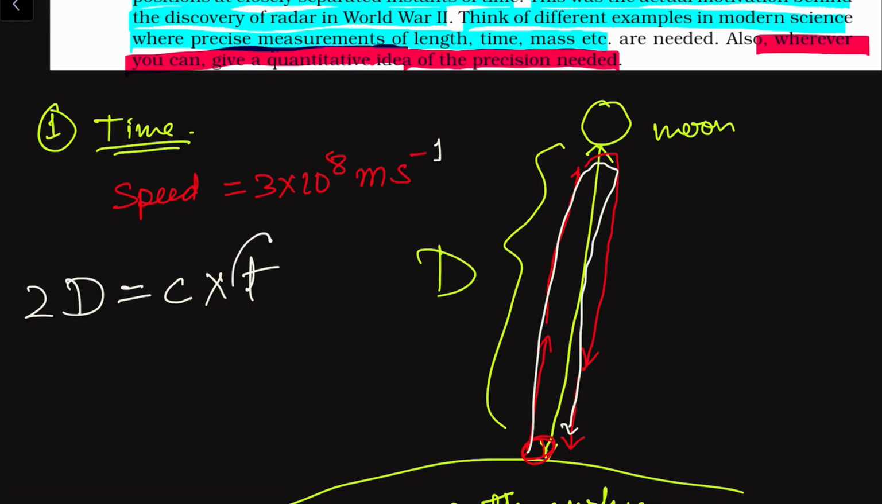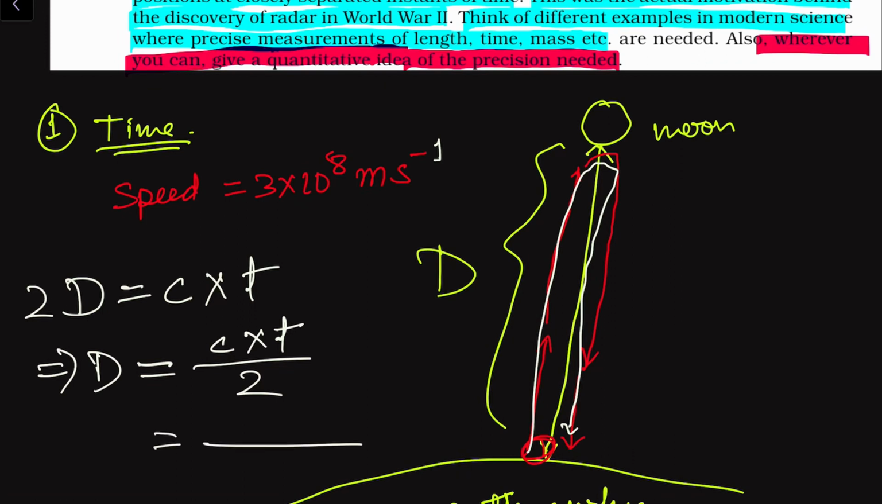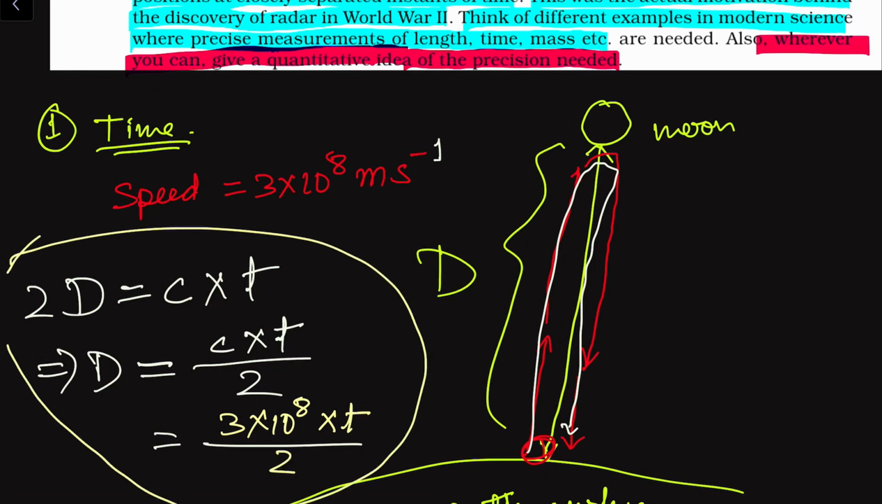So this is the time here. Now if we want to find out here, the D, capital D, will be small c into small t divided by 2. The small c has a value of 3 into 10 to the power 8, into small t divided by 2. So this is the mathematics behind this measurement.